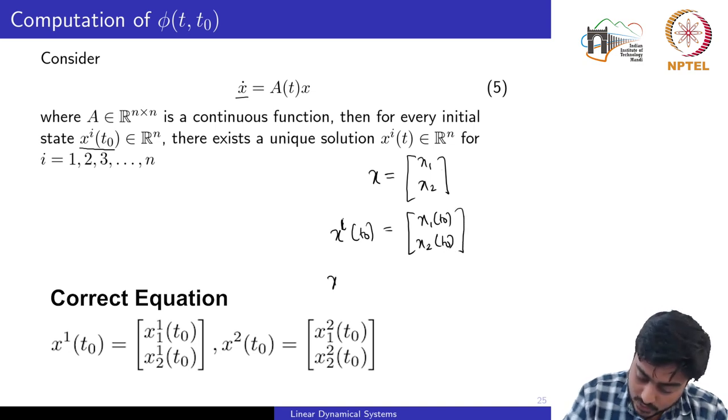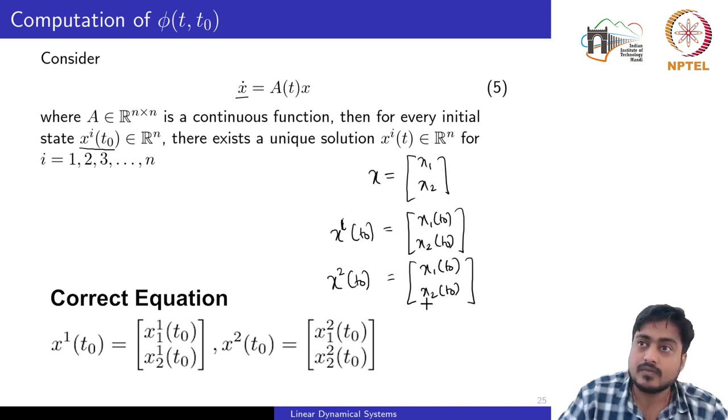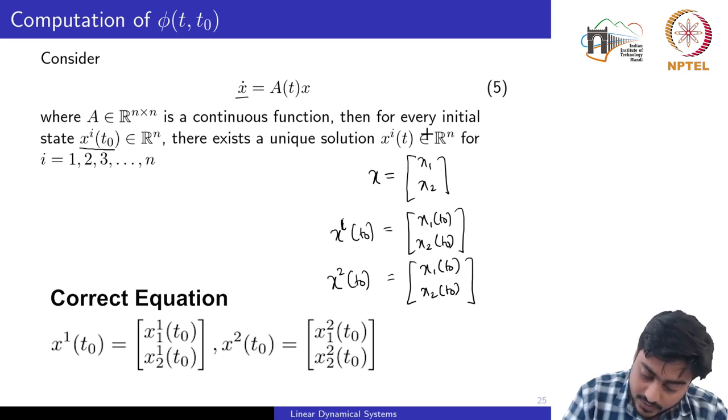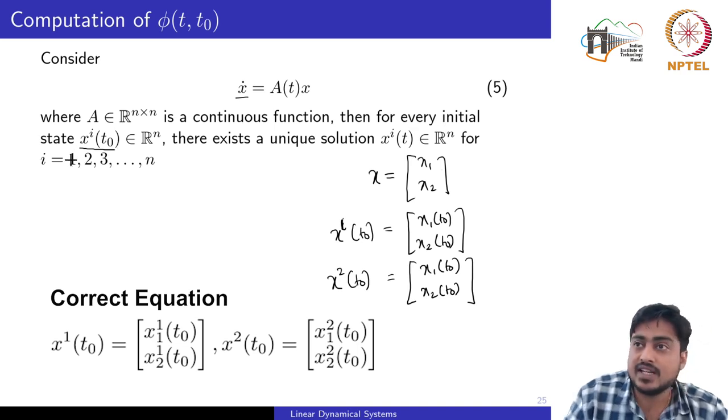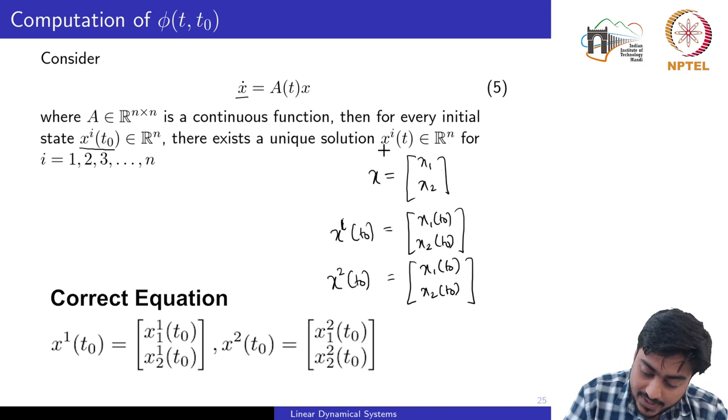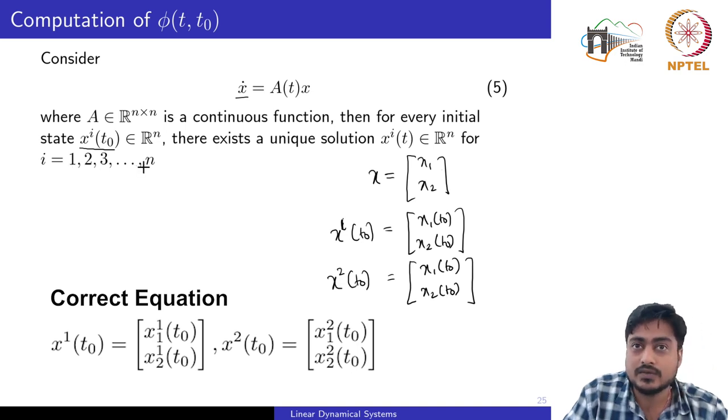Okay, if I have x2 of t naught, meaning again it would be an n dimensional vector but for another values, right? So for every initial condition we could have different initial conditions, which would be an n dimensional vector. Then there exists a unique solution xi of t, which is also again an n dimensional vector, for all i's starting from 1 to the dimension of the state, from 1 to n.